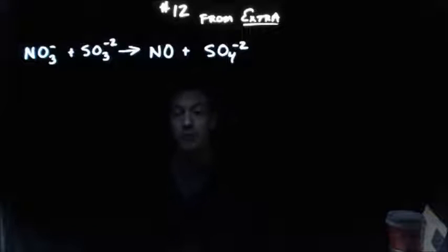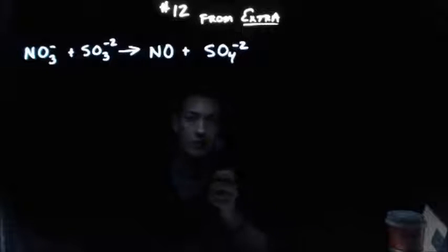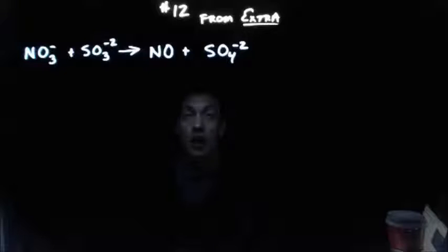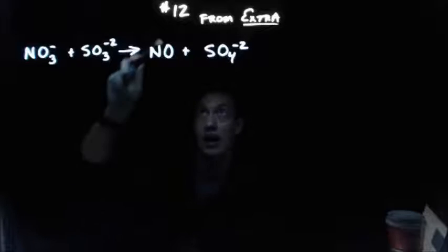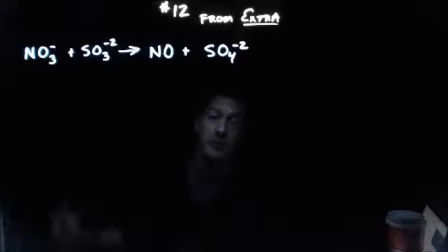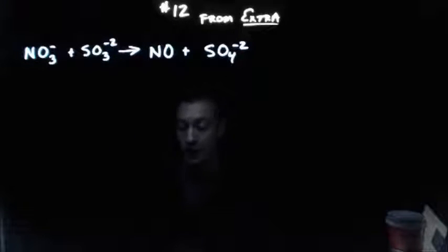All right, we're gonna balance a reaction. All right, so we're going to balance an equation by the half reaction method. And to do that, I have chosen number 12 from the extra practice that's posted online.